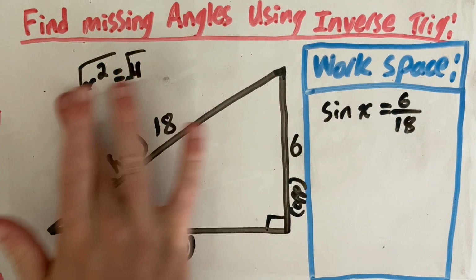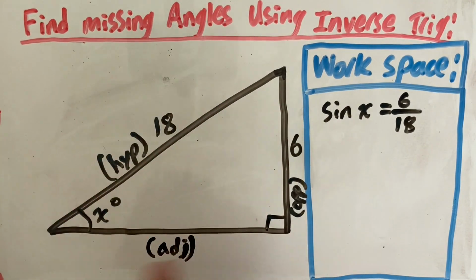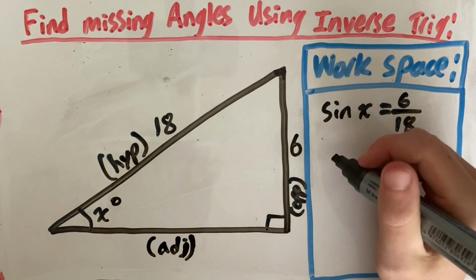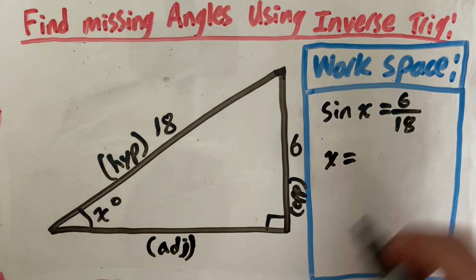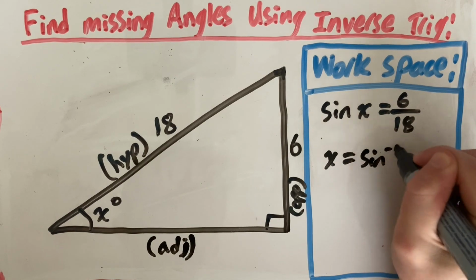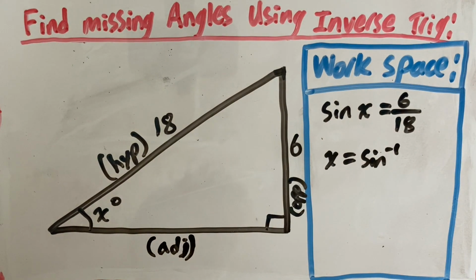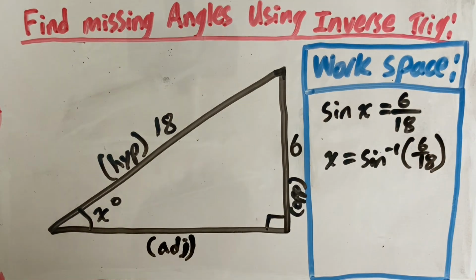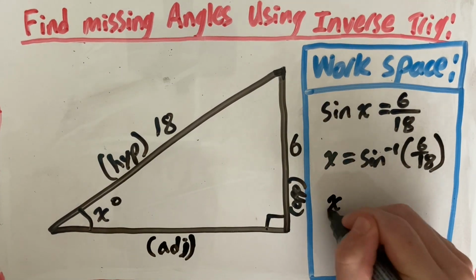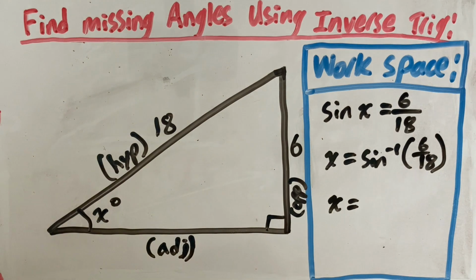So what can we do to get x all by itself that will cancel out sine? What is the opposite of sine? This is where inverses come into play. The opposite of sine is sine inverse. So that will give us x equals, and now we have sine inverse, which we write with a little negative 1. So sine to the power of negative 1 of 6 over 18. So x equals, and now we can type this into our calculator.